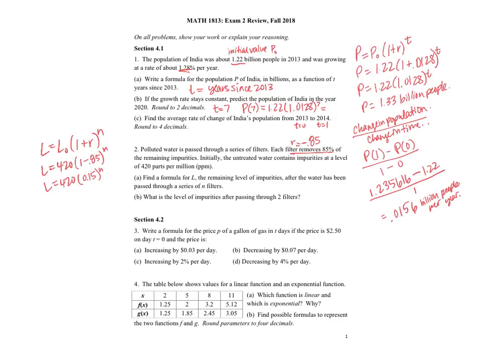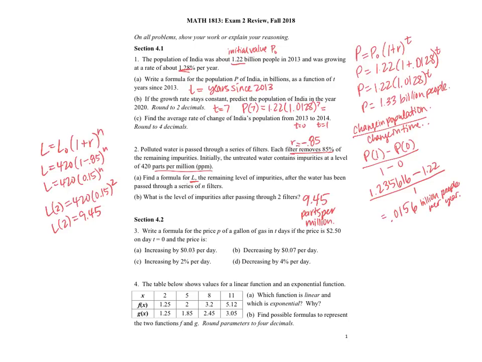So I just need to find the level when N is 2. So if I plug in 2 for N, I get 420 times 0.15 squared. And so let's see that. 420 times 0.15 squared. So I get 9.45. So L of 2 equals 9.45. And what are the units of that? Well, L is measured in parts per million. So parts per million.